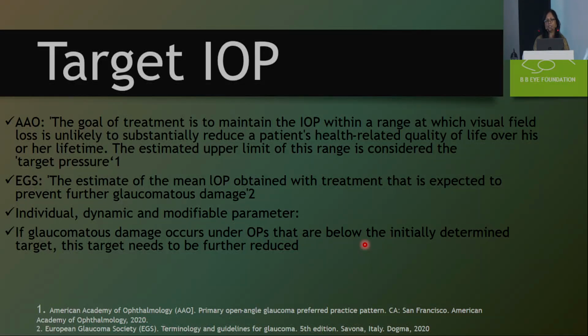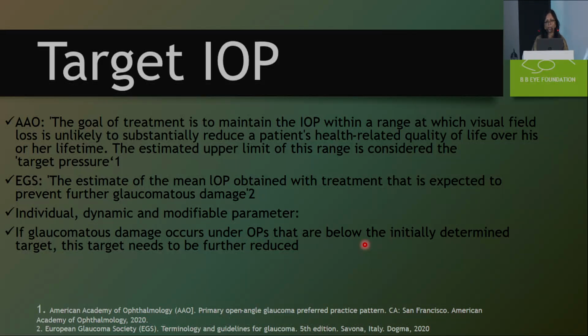Next, we move on to target intraocular pressure. The American Academy says that the goal of treatment is to maintain the IOP within a range at which visual field loss is unlikely to substantially reduce a patient's health-related quality of life over his or her lifetime. The estimated upper limit of this range is considered the target pressure. That's from the American Academy, and the European Glaucoma Society says that it is the estimation of the mean IOP maintained with treatment that is expected to prevent further glaucomatous damage. So it's an individual, dynamic, and modifiable parameter.